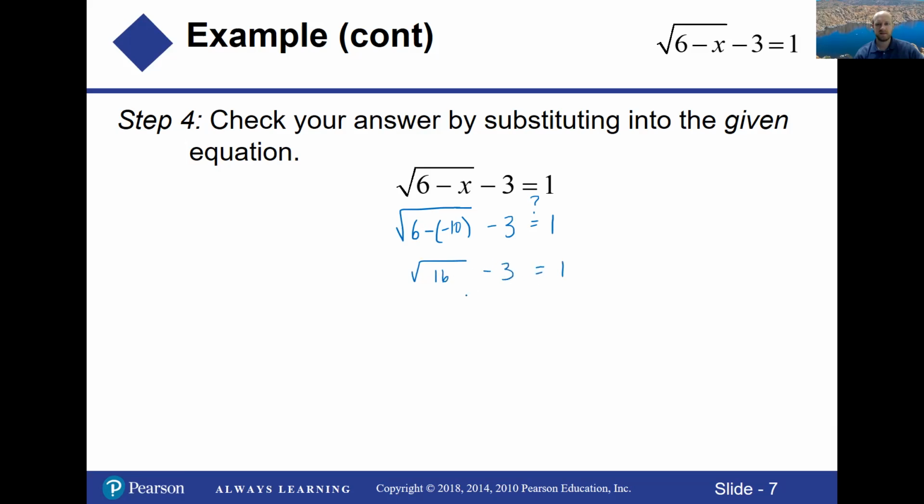So 6 minus a negative 10 is positive 16. Minus 3, is that equal to 1? Well, the square root of 16 is 4. And 4 minus 3 is in fact 1. So yes, this checks. So I'm going to write it out again, just to emphasize. This checks. So x equals negative 10 is the solution.